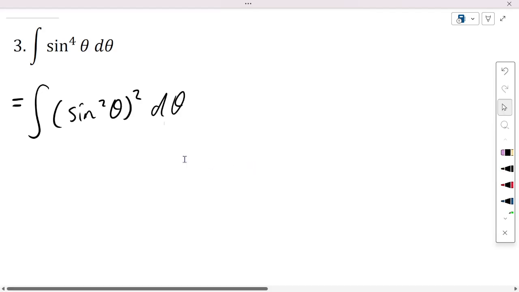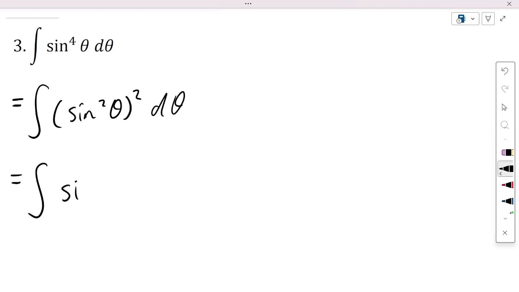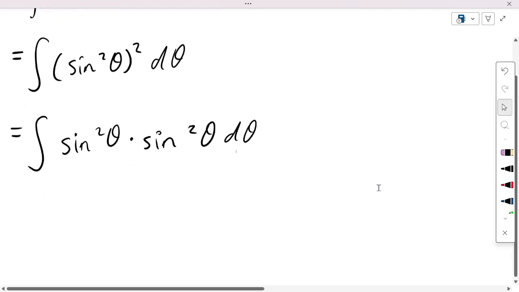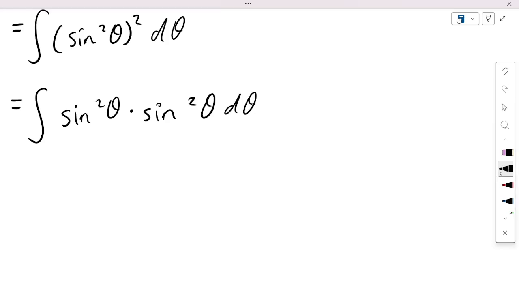Okay, and now what we can see over here is we have sine square theta, which we can actually break up into something else. But before I do that, I actually want to write this twice. The reason why I wrote it in this bracket is to show you that we can change it like this. We can write it as the integral of sine square theta multiplied by sine square theta with respect to theta, because it's a square, it's multiplying itself twice. And that is why I wrote that down like that, using our exponent laws initially, then breaking it up.